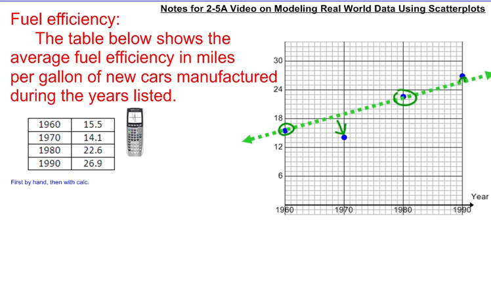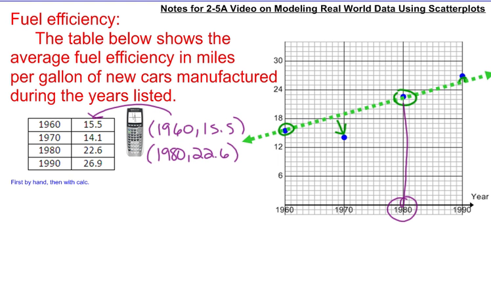So once I pick my line of best fit, I'm then going to take the ordered pairs and write them down. The first ordered pair was 1960 and 15.5, and I'm getting that from the table right there. The second ordered pair I picked is 1980 and 22.6.